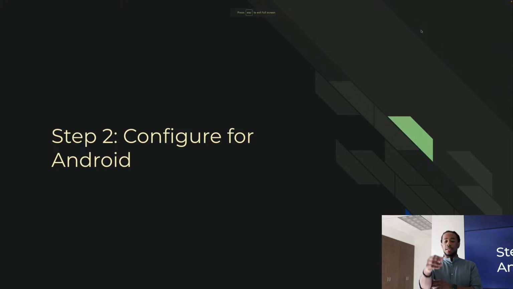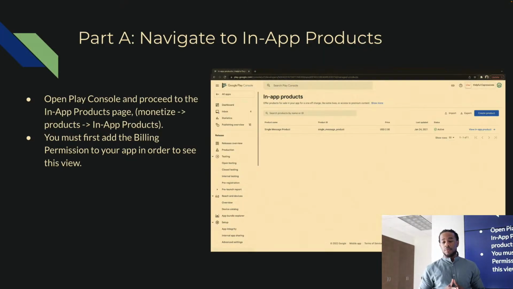So now we need to configure it for Android. Everything's out of the way for iOS, so now it's time to go to the Android part of it. The first thing you need to do for Android is to navigate to in-app products. You do that by opening the Play console and proceeding to the in-app products page. Go to Monetize, Products, and then In-app products.